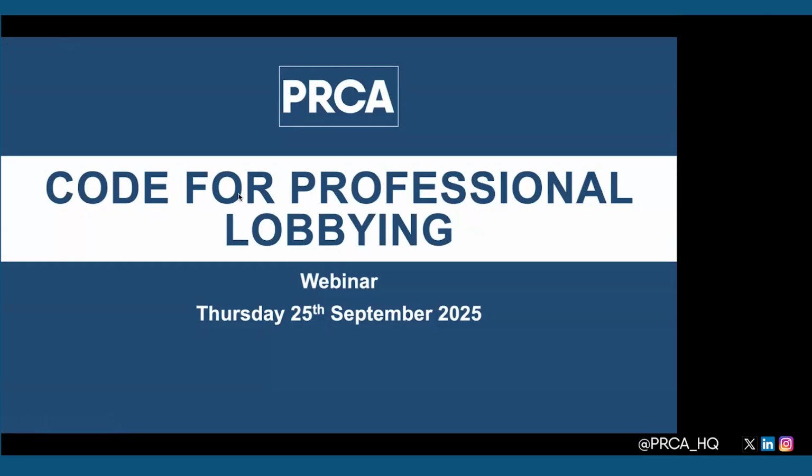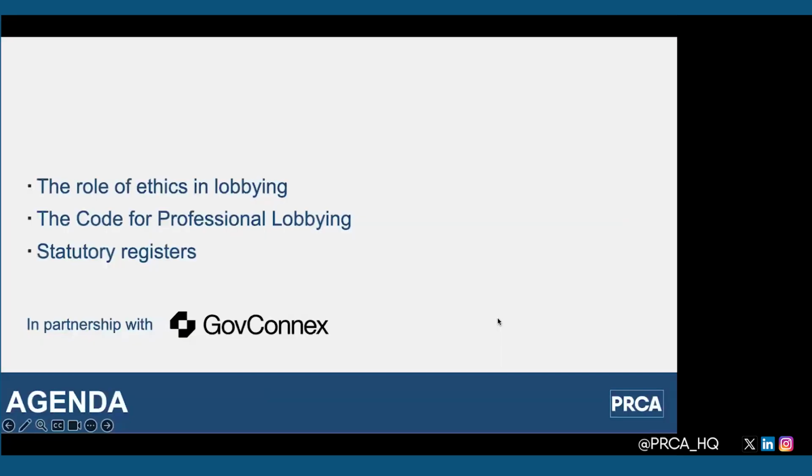As Louise said, what we're going to do is go through the code as it is now. We'll start by touching on the role of ethics in lobbying and public affairs, because I think it sets the scene for why we have the old code and, particularly, the new code. Also we'll cover the requirement for the statutory registers, outside of what we do as the PRCA.